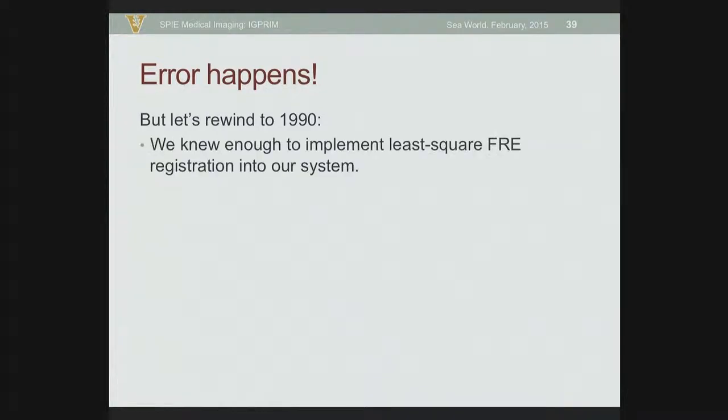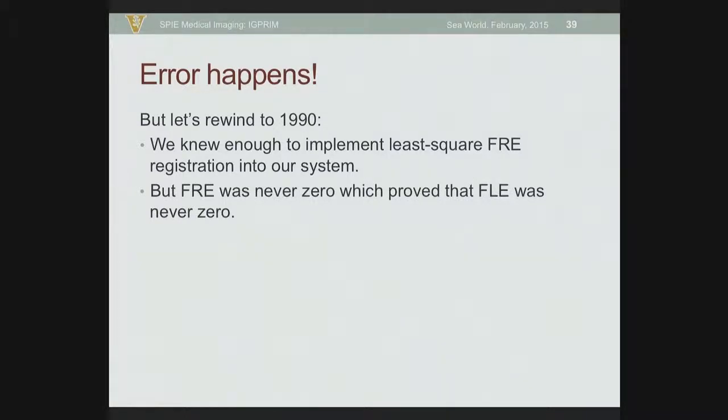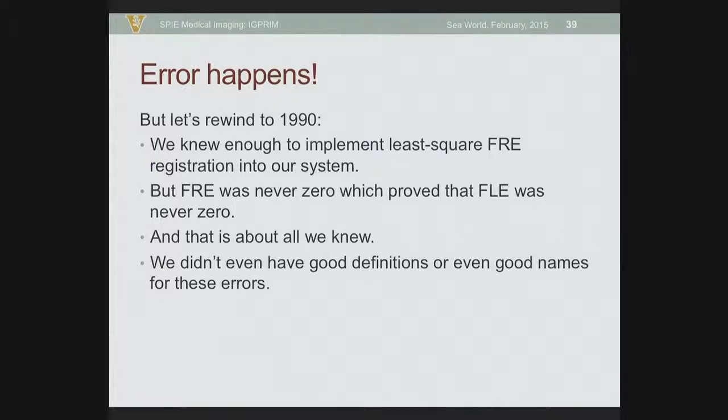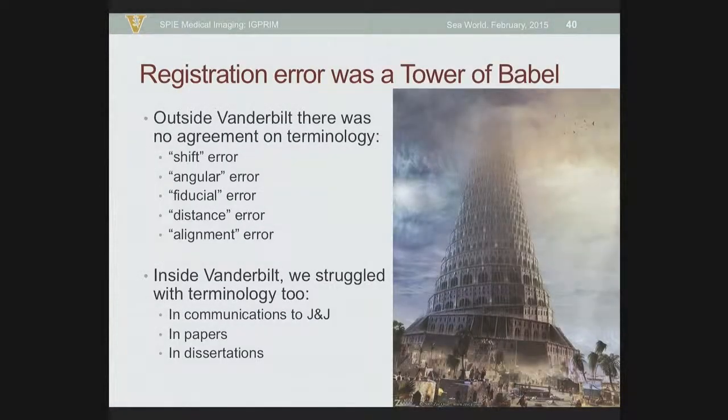Let's rewind to 1990. We knew enough way back then, that's the 25-year mark, to implement least squares fiducial registration error into our system. And that's when Venki Mandava was working on his dissertation when I started. But it was never zero, which proved that FLE was never zero, and that's about all we knew. We didn't have good definitions for these terms yet, good names. In fact, the whole registration business was a Tower of Babel back in those days.